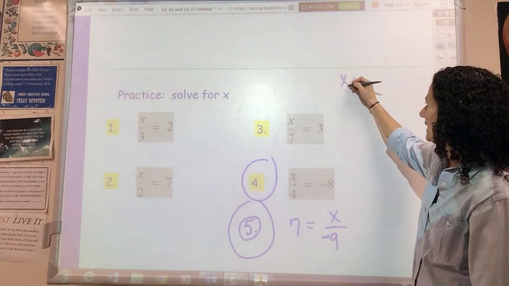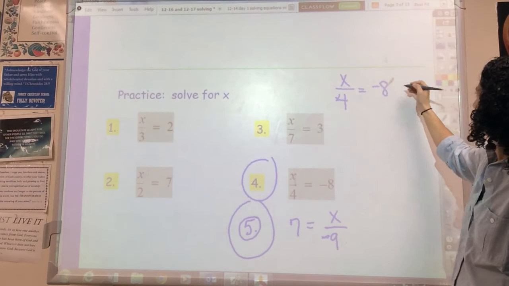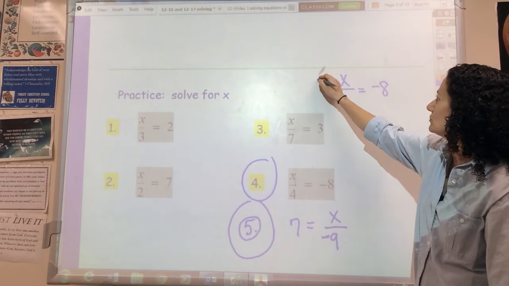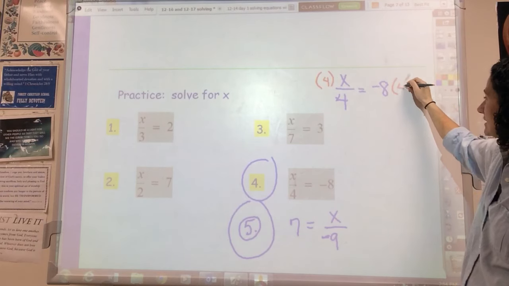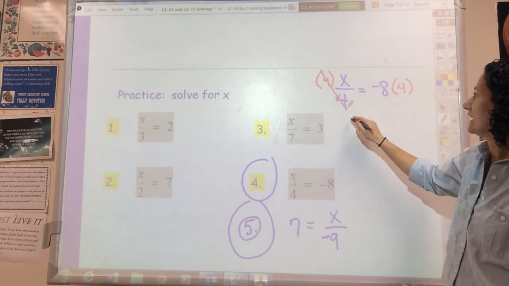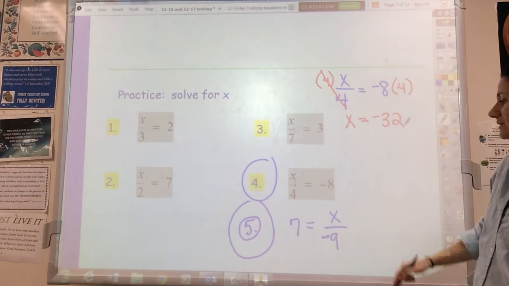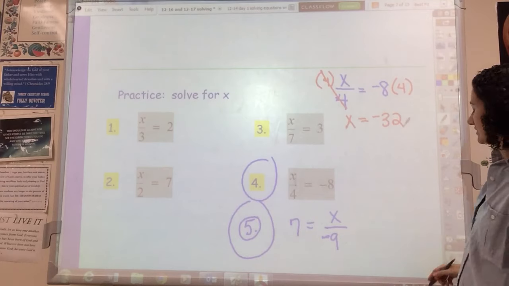Number 4, x over 4 equals negative 8. All right, so I'm going to do the opposite of division, and I'm going to multiply both sides by the number with the variable, which in this case is 4. So that cancels, and x equals negative 32. How'd you do on that one? All right, let's take a look at this last one.